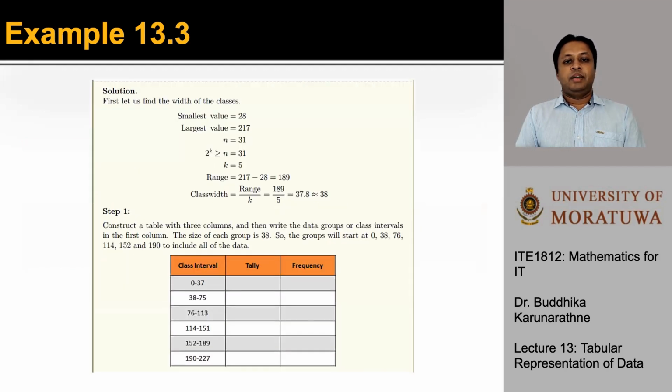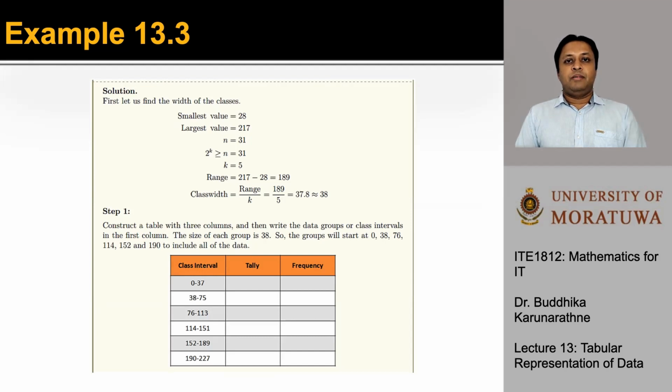Then you can take the relationship 2 to the power K should be greater than N, which is 31, and K is determined as 5. How do you get the range? You take the largest value minus the smallest value. The range is 189.